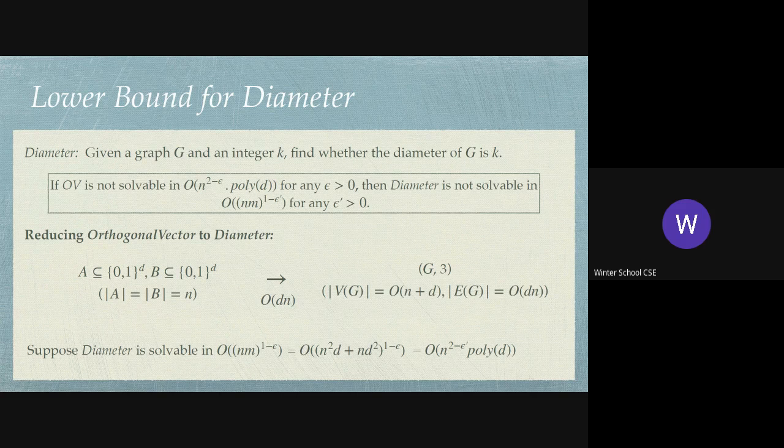So this shows that if there exists an O(nm^(1-epsilon)) time algorithm, then there exists some epsilon' greater than 0 for which you can solve OV in time O(n^(2-epsilon') times poly(d)). So this is clear, or anyone has any doubt? Okay, so let's see the reduction then.